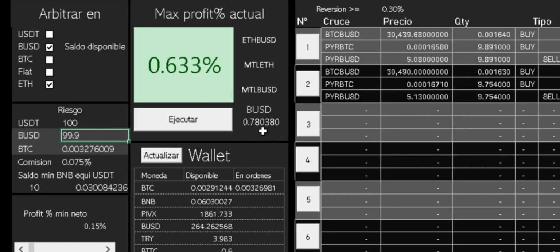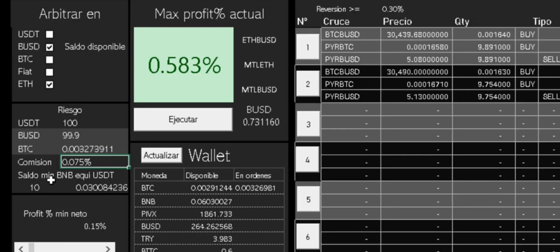How do you execute it? With this button. We are going to see the procedure. We continue here. This is the commission that is charged by Binance. Obviously if I use BNB, it will charge me a lower commission. That's why I have it marked here.